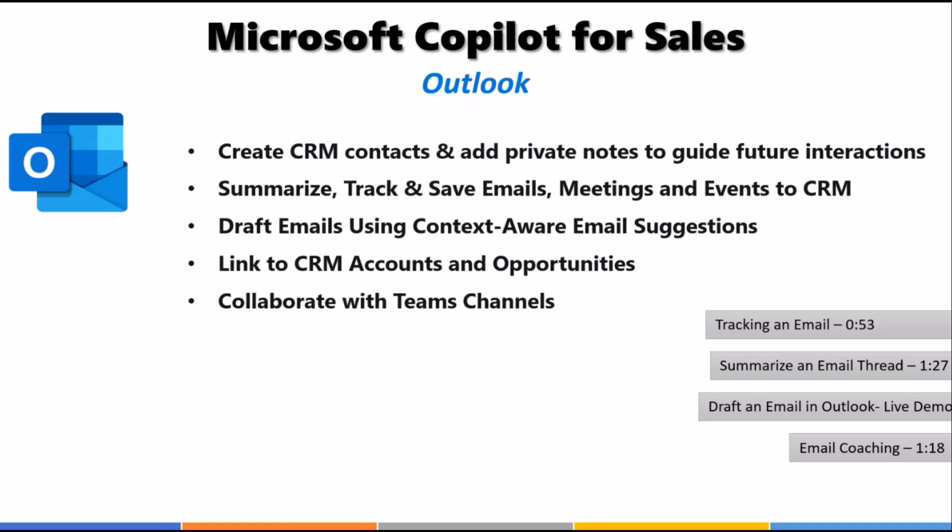Essentially, it's going to know what emails have been received by that contact and have that context to be able to suggest different verbiage to use on future drafts. Then also, you can link to CRM accounts and opportunities for new emails you receive for different contacts, and also collaborate with Teams channels right from Outlook.